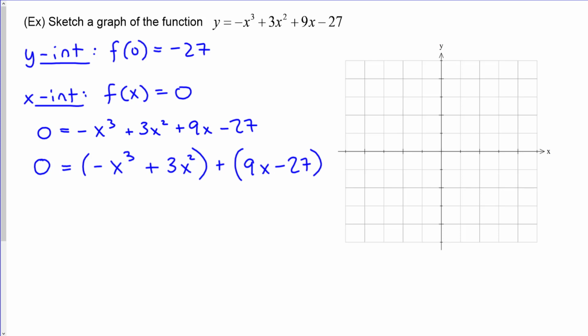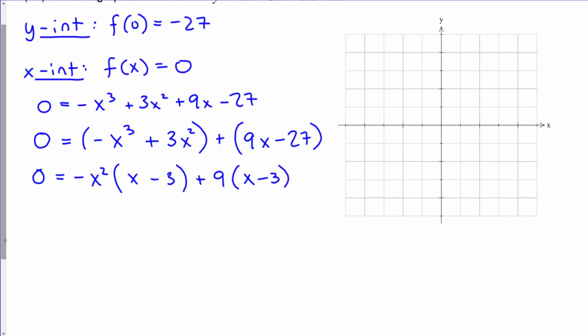In the first 2, there is a common factor of negative x squared. And I'm pulling out the negative because if your leading term is negative, factoring is generally easier if you go ahead and pull that out as a common factor. So that leaves me x minus 3 on the inside. And in the second group, I have a common factor of 9, which leaves me x minus 3.